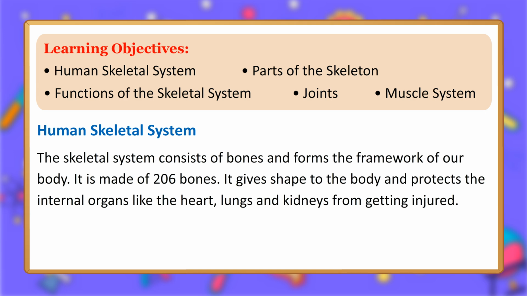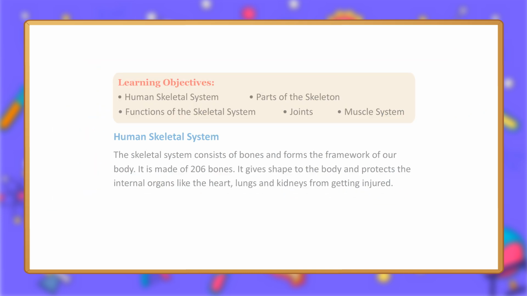Human skeletal system. The skeletal system consists of bones and forms the framework of our body. It is made of 206 bones. It gives shape to the body and protects the internal organs like the heart, lungs and kidneys from getting injured.